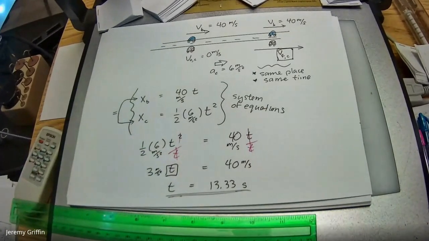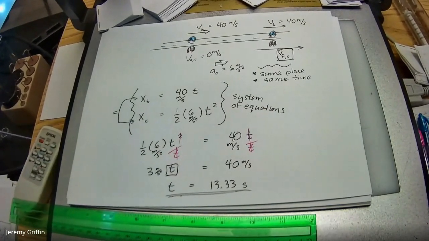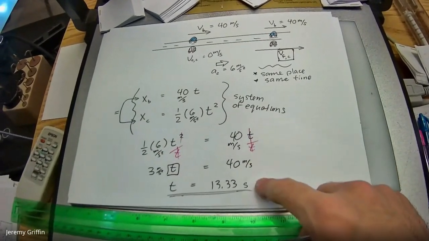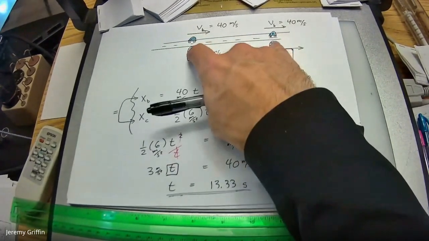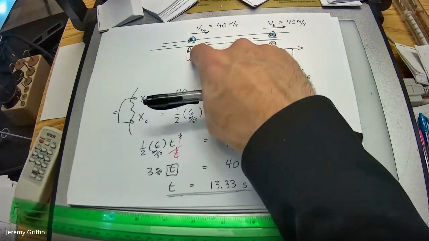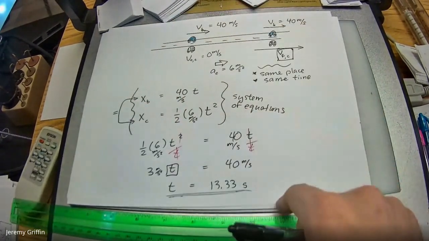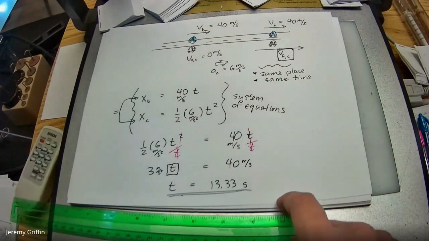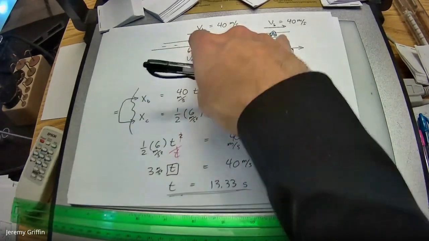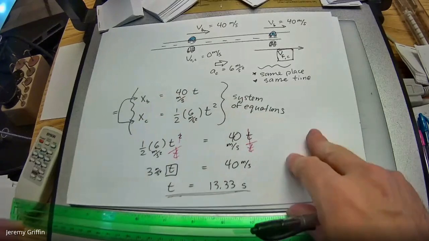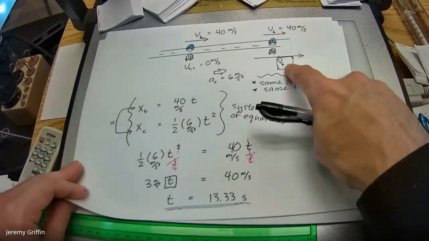Is that all right? Now, that's not the answer to the question, but that's a good middle step, right? Because now we know that this whole process took a little over 13 seconds from here to here. We could go different ways with this. We could figure out how much road that took by plugging it back into the original equations, but that wasn't the question. The question was how fast the cop car was going.